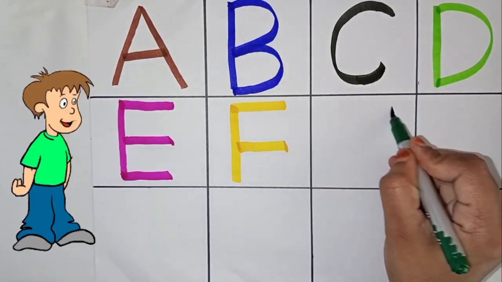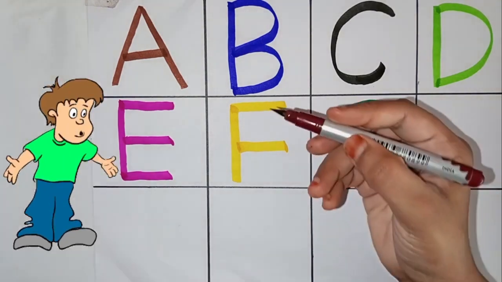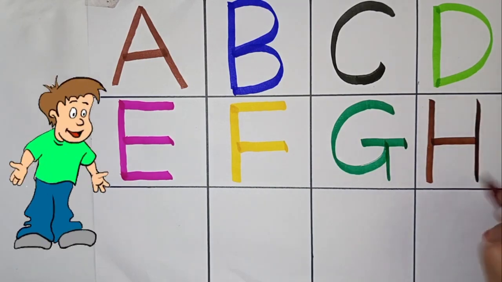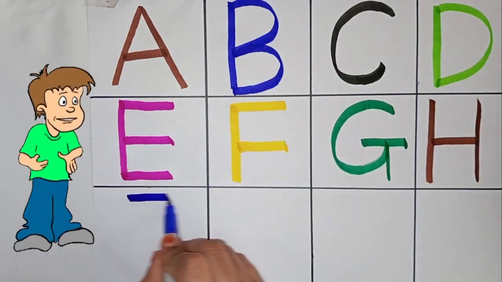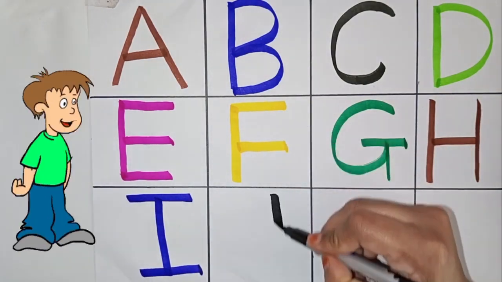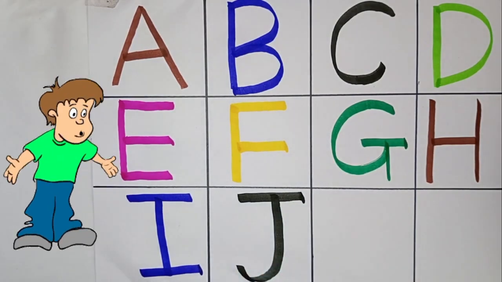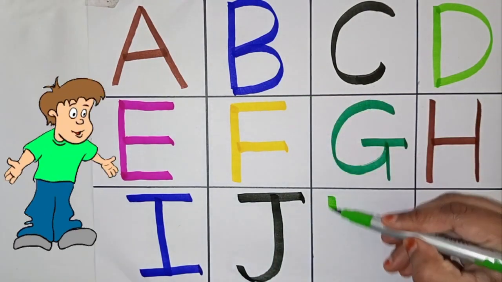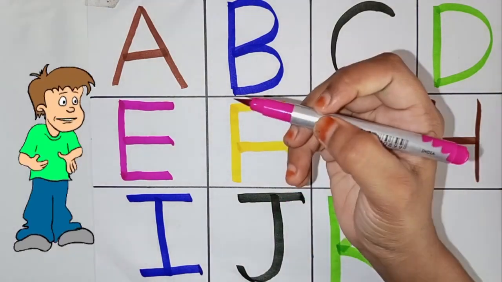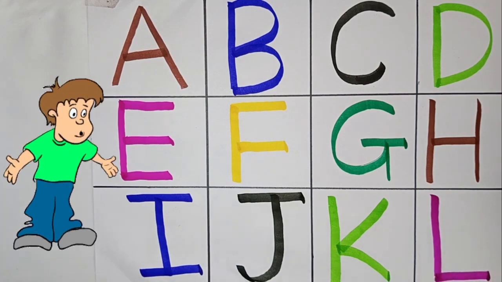Dark green color. G, G for giraffe. Brown color. H, H for house. Blue color. I, I for ice cream. Black color. J, J for joker. Light green color. K, K for kite. Pink color. L, L for lion. Yellow color.